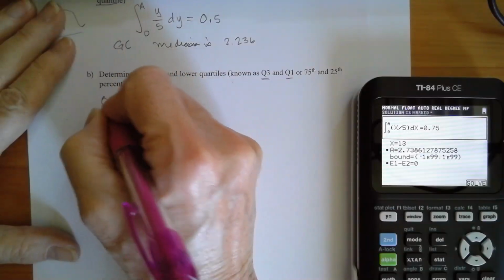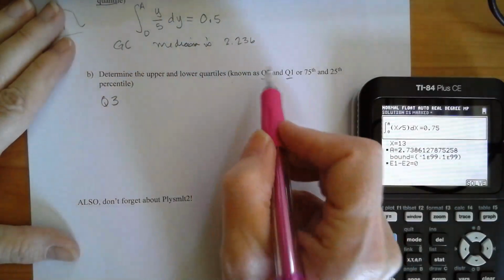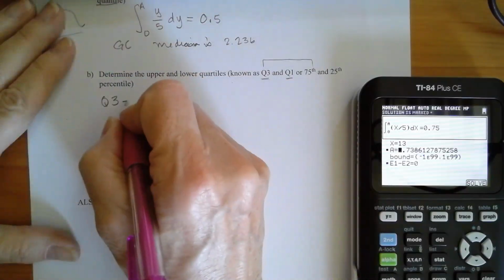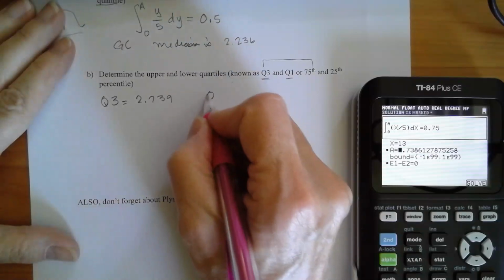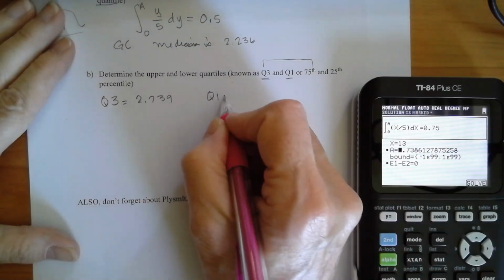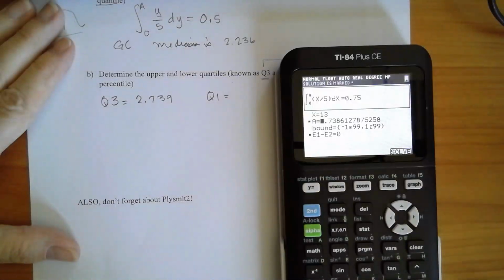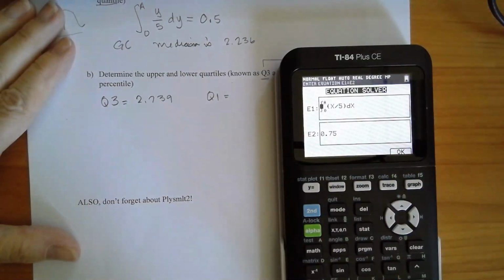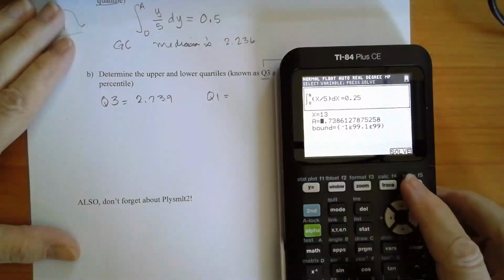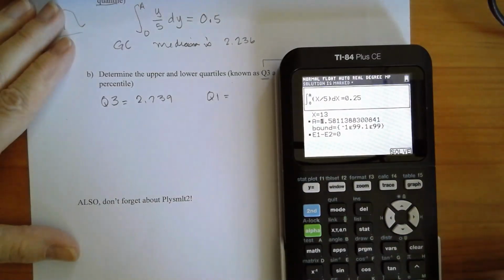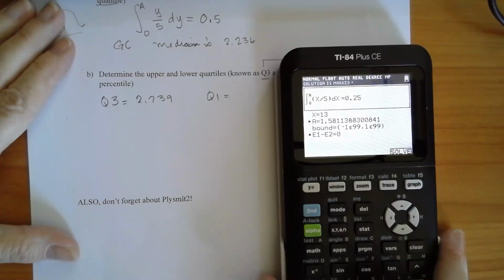So Q3, or the 75th percentile, they're the same thing, is 2.739. And Q1, which is the 25th percentile, same thing. I can just go into math, to the solver. It's already there. I'm going to change that to a 0.25. Hit OK. Need to go down to the a, don't forget. And there it is, 1.581.